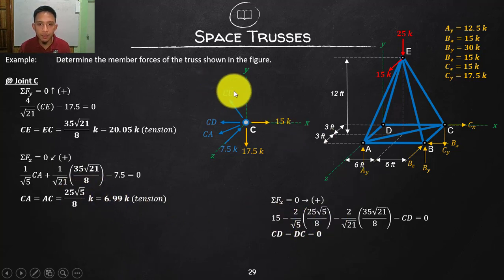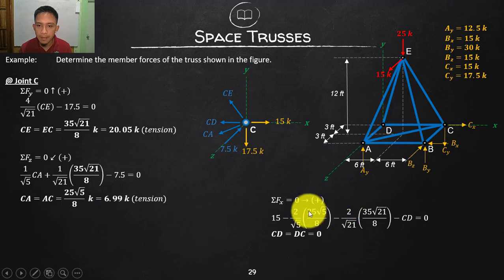And then of course the component of CE along X. What is the projection along X? It is 6 divided by 3 square root of 21, so it cancels to 2 all over square root of 21. And then substitute the value, that one positive. And then the CD is the only unknown to the left. So simple algebra, look at this. The square root of 5 cancels, you are left with negative 50 all over 8. The square root of 21 cancels, you are left with 70 all over 8.